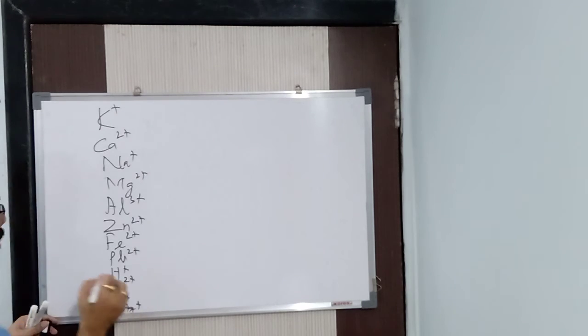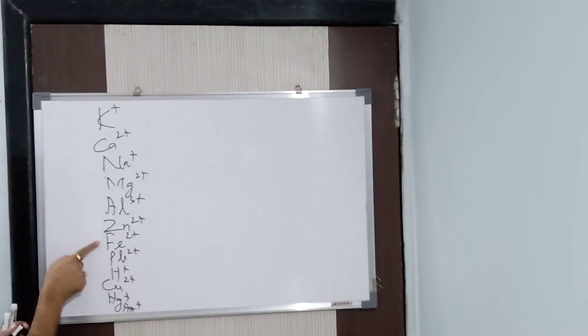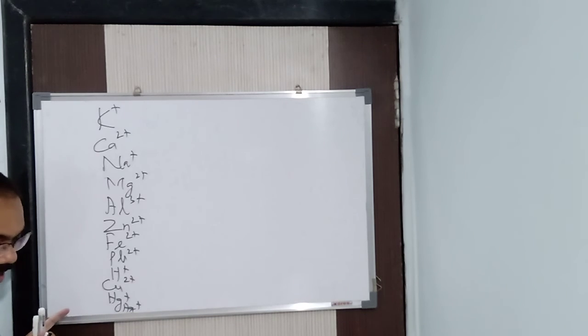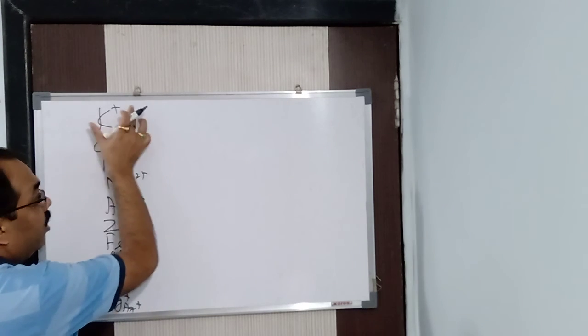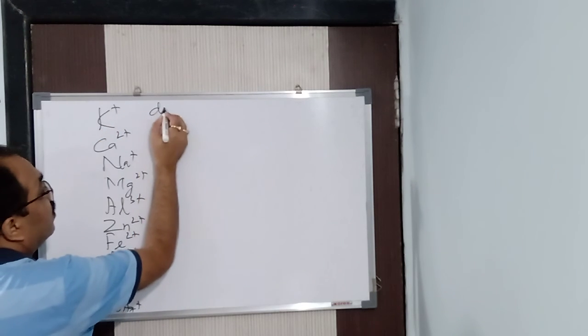So here, see, I have made a series, an electrochemical series. I have written it: potassium, calcium, sodium, magnesium, aluminium, zinc, iron, lead, hydrogen, copper, mercury, and silver ions. The ions. Got it? At the top of the series, I have kept the one which is discharged with difficulty.